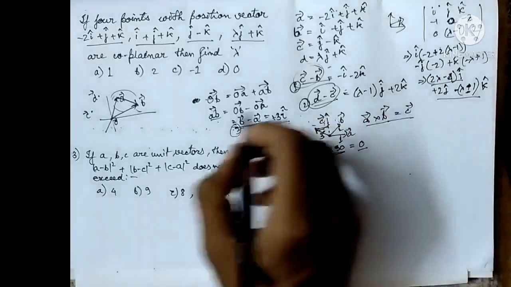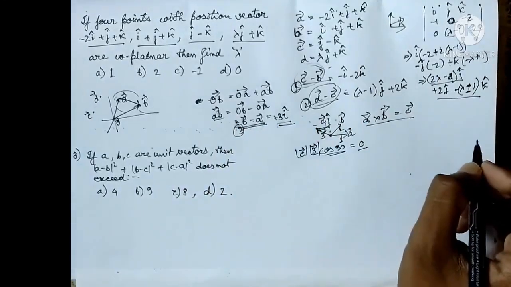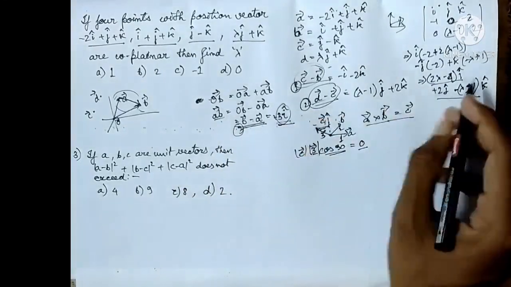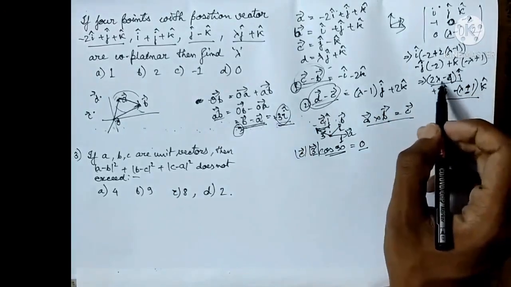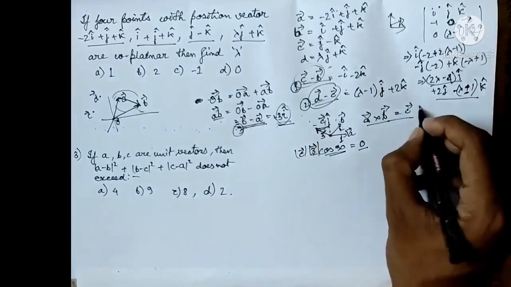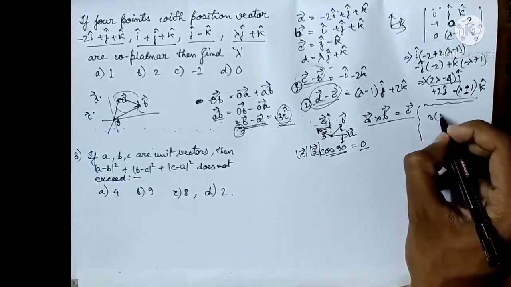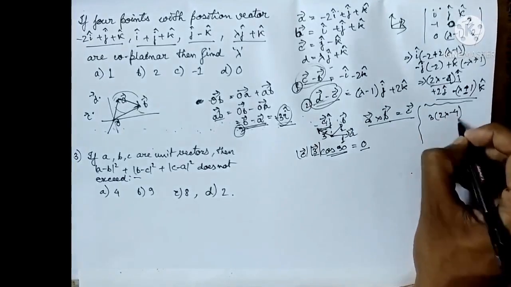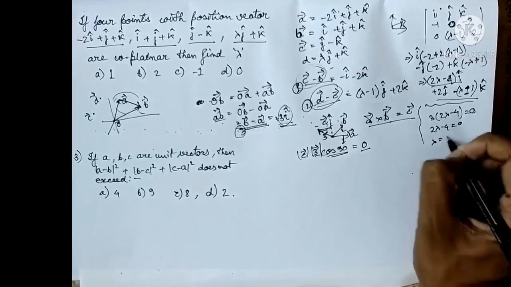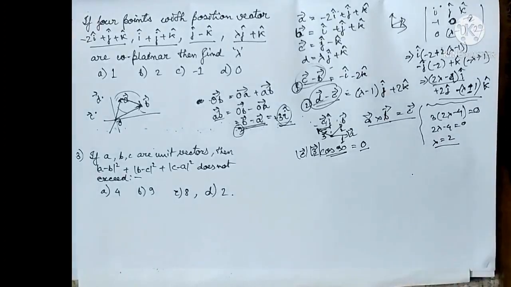Now we will do a dot product with this one, and in the dot product we can see we just have this i part, so we will just multiply this one and this one. The other parts are 0, so it will be 0. So now here we multiply 3 into 2 lambda minus 4 is equal to 0, that is 2 lambda minus 4 is equal to 0, that is lambda is equal to 2. So the value of lambda is 2.